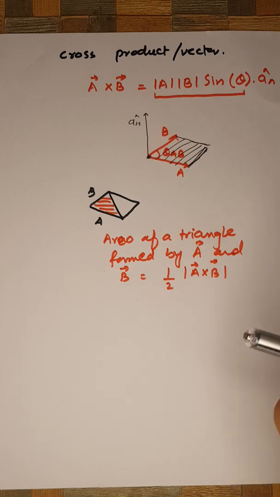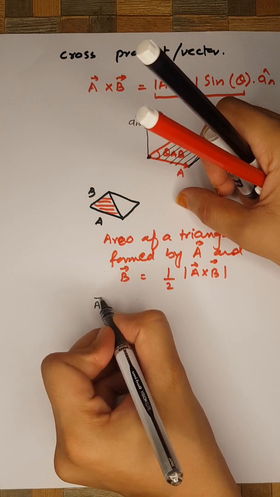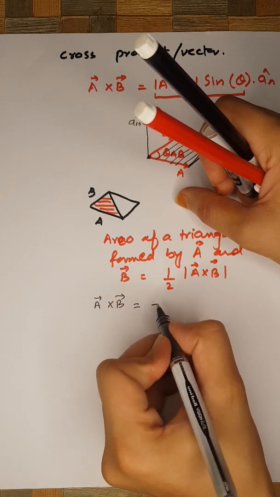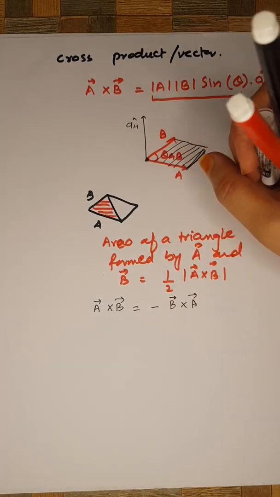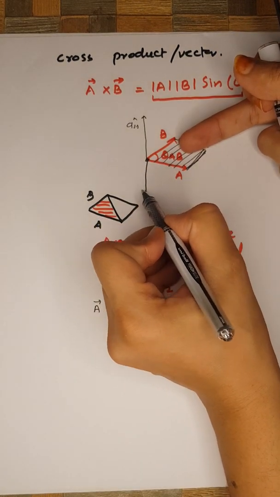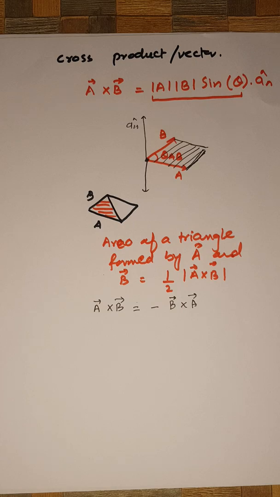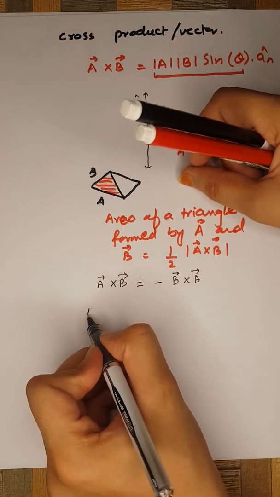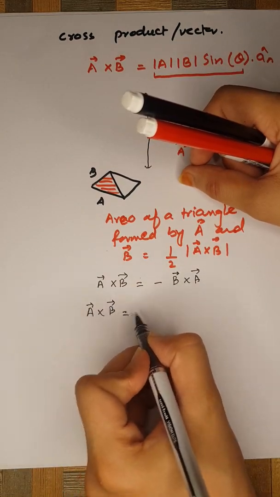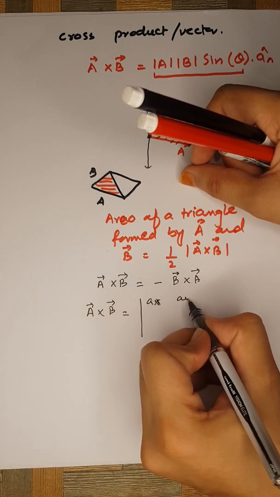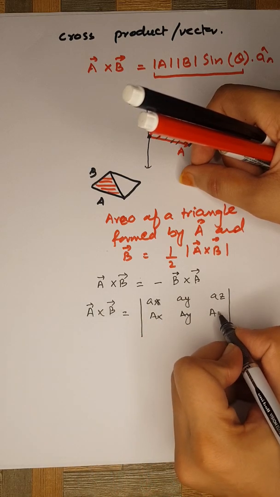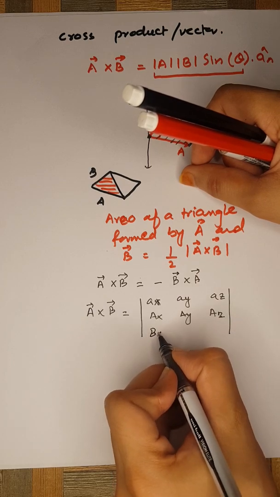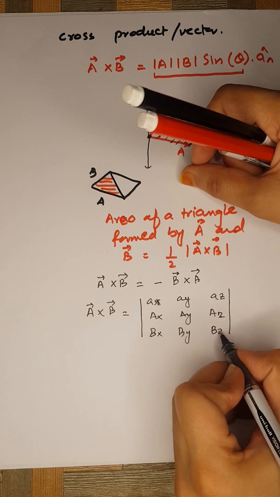According to the vector cross product, it is not commutative, so we cannot say that A cross B is equal to B cross A. It is in fact equal to negative of B cross A. Why? Because the direction of this unit vector will be inverted. Fine. If we want to find the cross product of the two vectors, we can simply use this formula. We can write the direction vectors over here, and then the components of vector A in the first row and the components of B in the second row. So in this way we can determine the cross product.